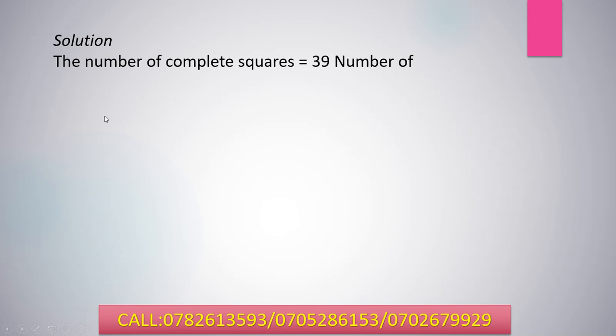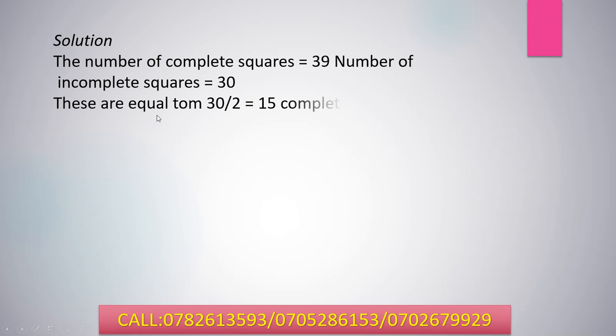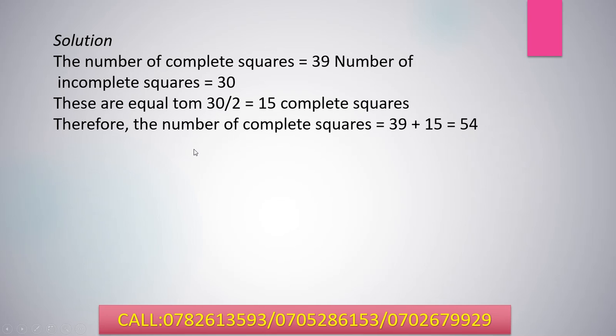So in our solution we need to get the number of complete squares, and we get the number of incomplete squares, and we shall divide the number of incomplete squares by 2, and the number of complete squares we shall add.